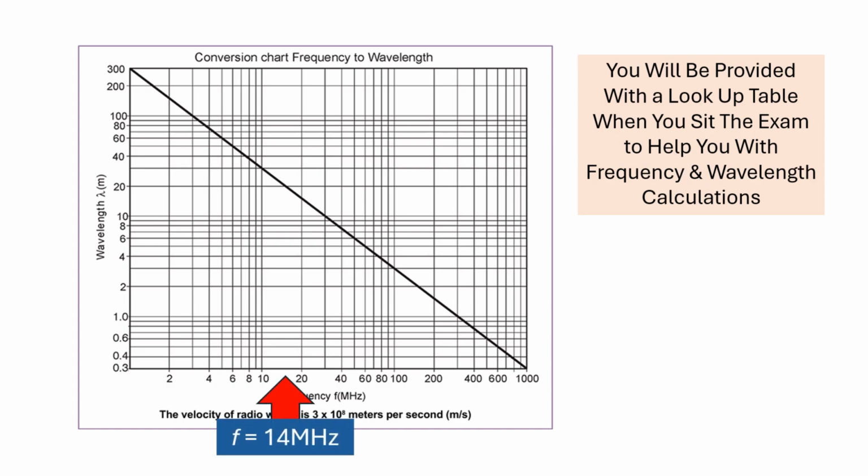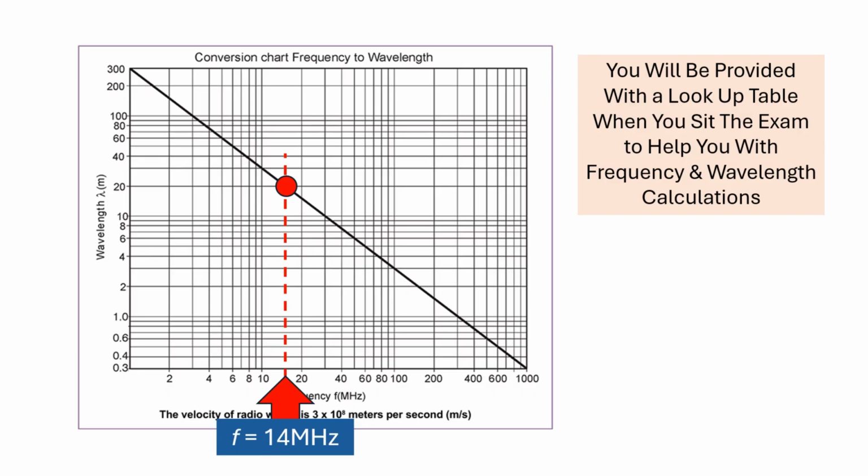To look up a frequency of, for example, 14 MHz and find the wavelength, we locate 14 MHz on the horizontal scale at the bottom of the chart. Note, the scale is not linear. The numbers bunch up as they get larger, and you may need to estimate the actual value on the scale.